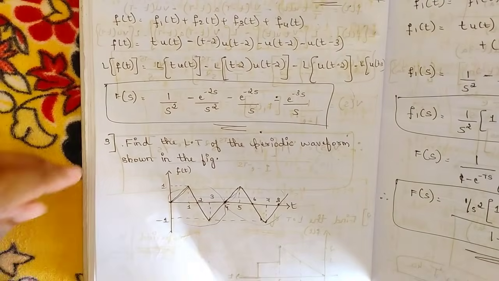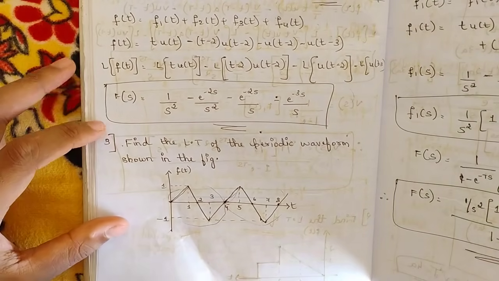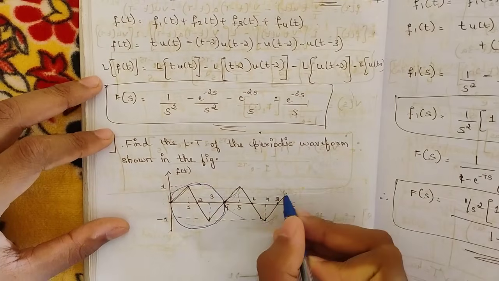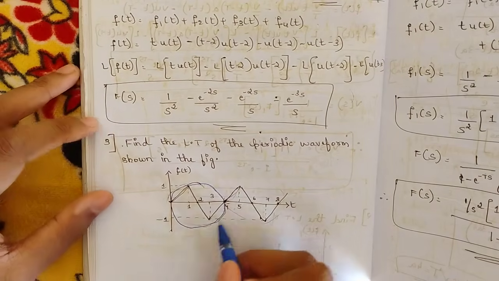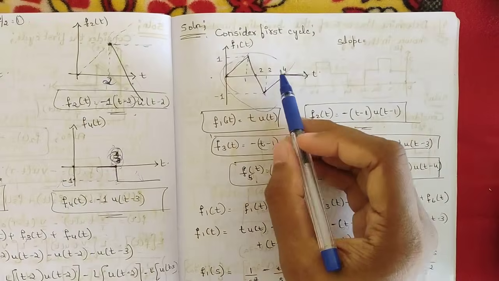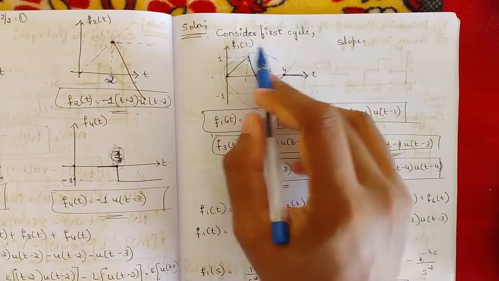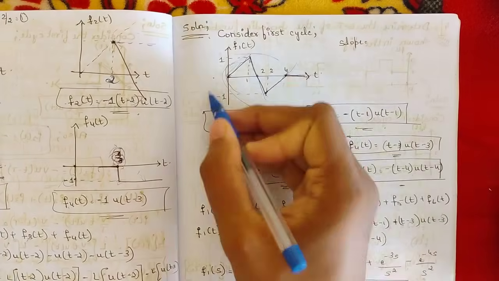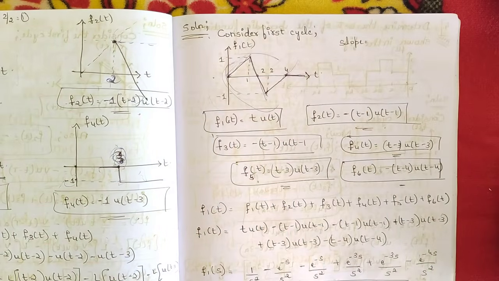One more problem is related to the periodic function. Again you can see that this one period is repeating in the second cycle as well, so we can consider this as one single cycle. I have drawn it here. Consider the first cycle as f1 of t versus t. This is one complete cycle. For this you should be drawing the plots here.